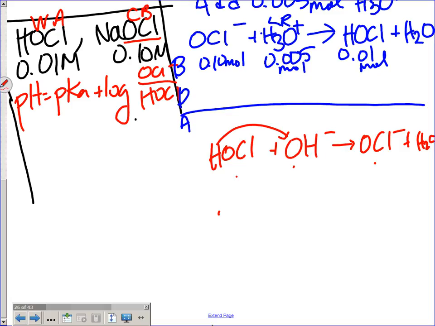So I will just make sure, after we subtract and add here and we get this final value, on that box we were working on initially, how do I find the pH?